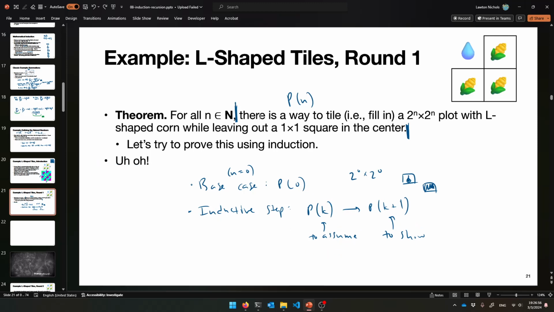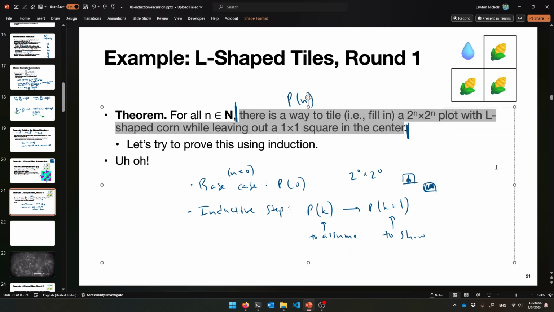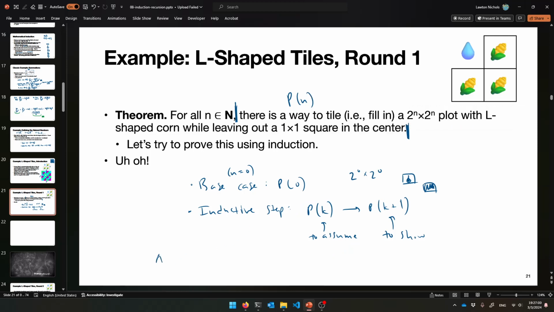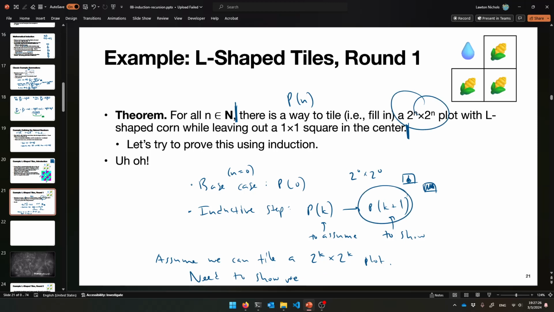So what does it mean to assume P(k)? Assume there's a way to tile a 2^k by 2^k plot. Here's us getting started on the proof, at least. We assume we can tile a 2^k by 2^k plot with our L-shaped corn. What we need to show is that we can tile a 2^(k+1) by 2^(k+1) plot, because that's plugging in k+1.